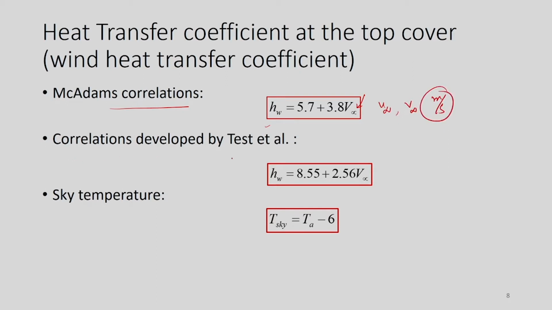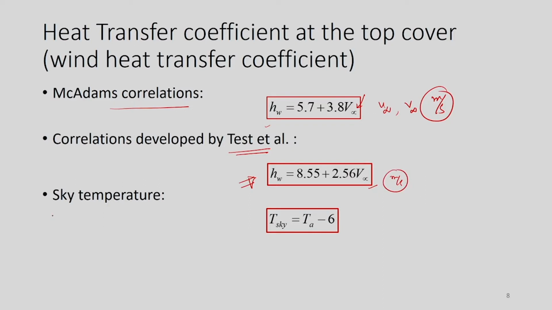Also, there are other correlations developed by Test et al. He has demonstrated, based on his experimental observations, that HW is equal to 8.55 plus 2.56 times velocity infinity, in meter per second. So, either of these two correlations can be utilized to find out the HW value.